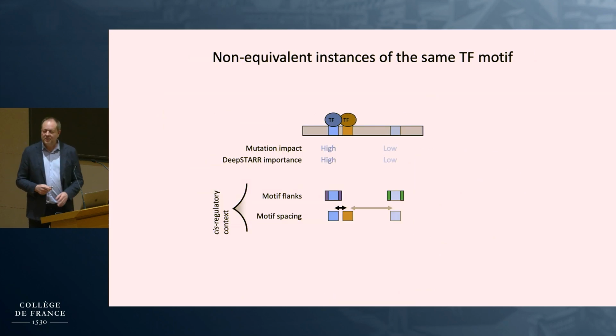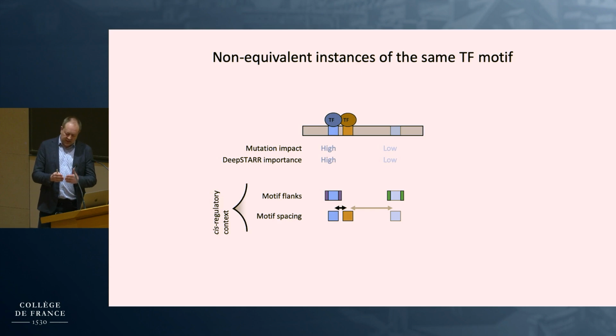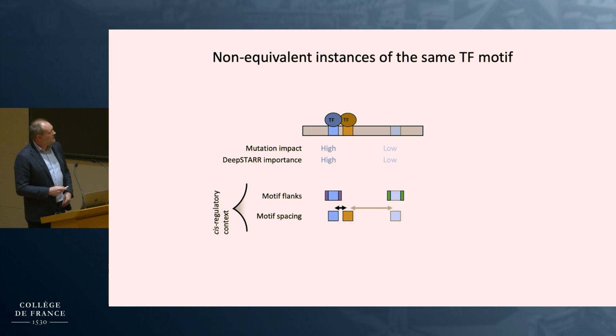But how could this possibly work? How could motifs that spell out identically at the DNA sequence level have such different contributions to enhancer activities? Bernardo essentially found two clear rules.